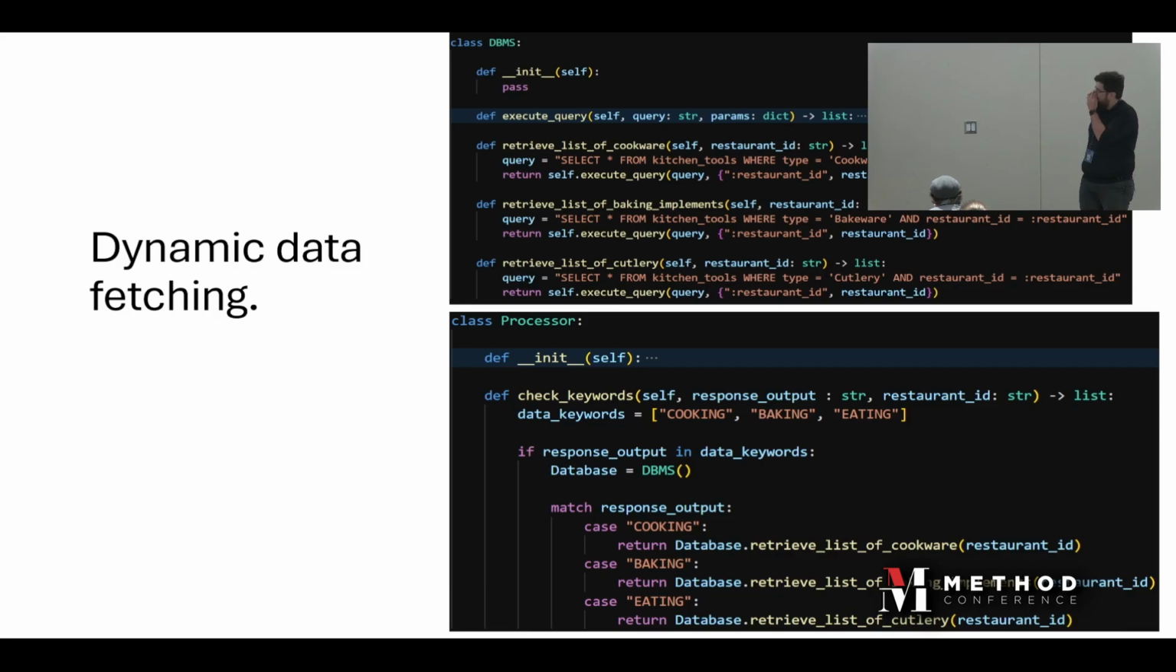But how can we perform a targeted data lookup? All we do is change our queries to receive an ID. In our cookware, restaurant ID is equal to our restaurant ID. We just pass the identifier in. So remember when I said Jane Doe was the identifier earlier? In this case, it'd just be an ID.